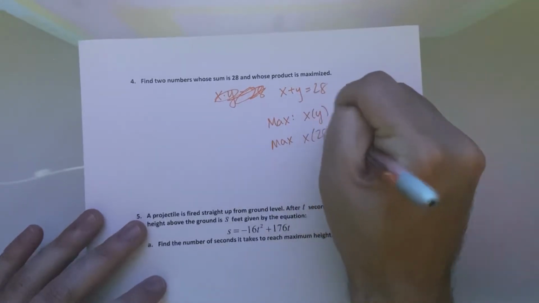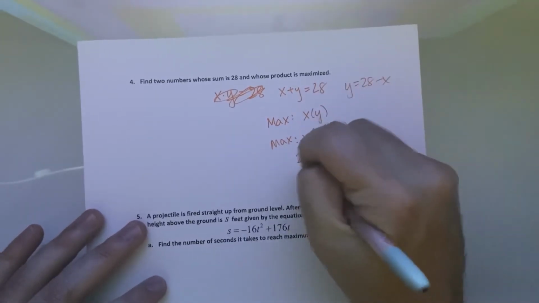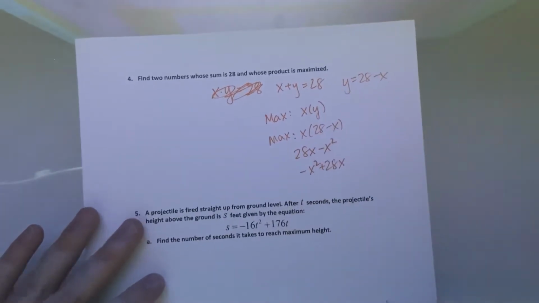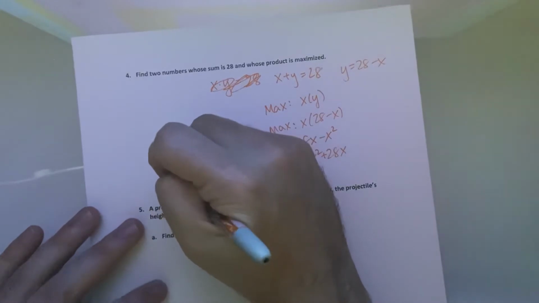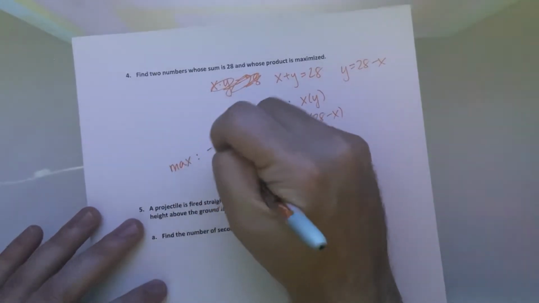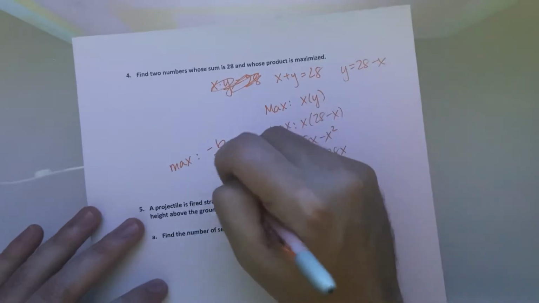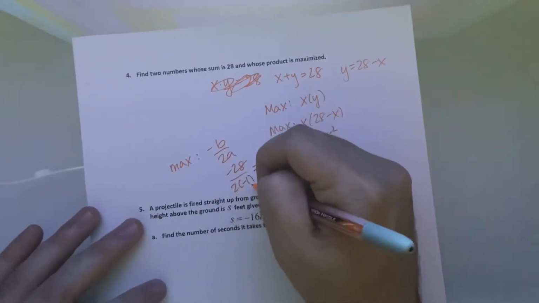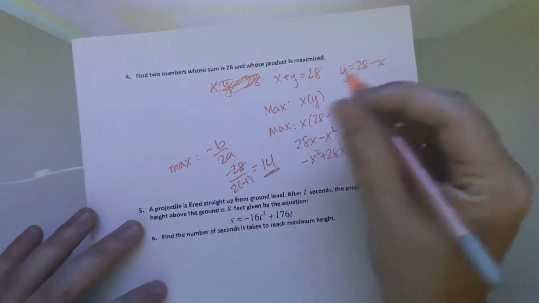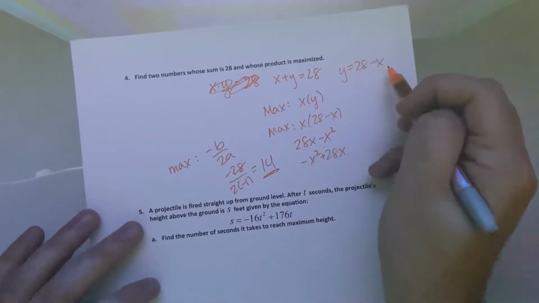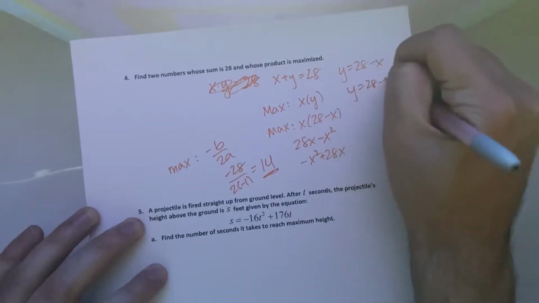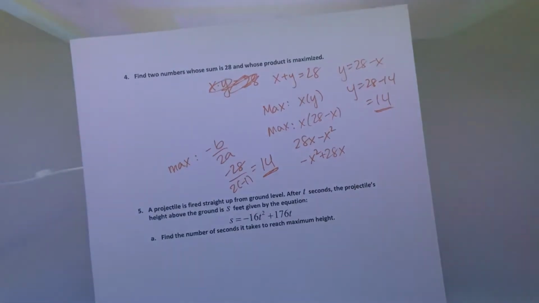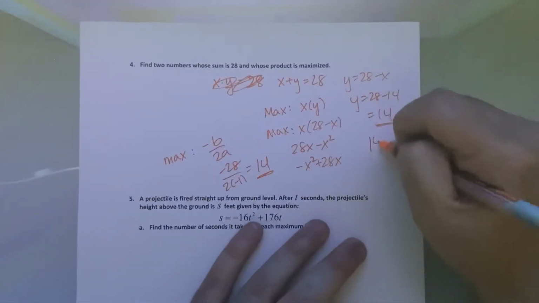x times (28 minus x) is 28x minus x squared, or negative x squared plus 28x. When does the max occur? The maximum x value is at negative b over 2a. Here, that would be negative 28 over 2 times negative 1. That's negative 28 divided by negative 2, which is 14. If x is 14, y is 28 minus 14, 14. So the two numbers whose sum is 28, whose product is maximized, is 14 and 14.